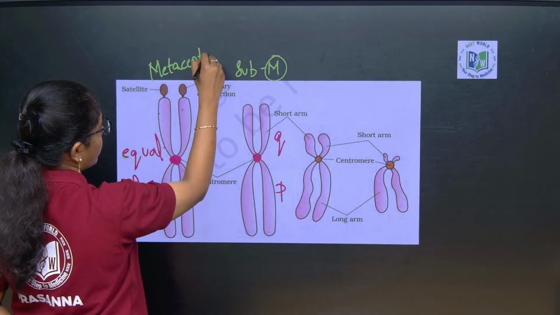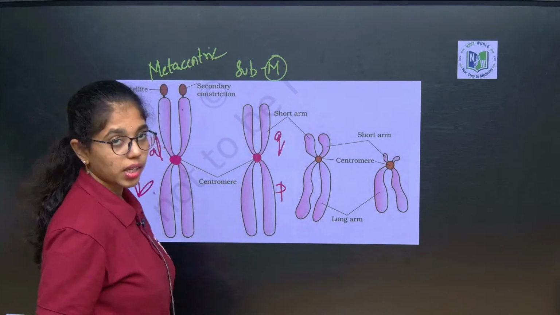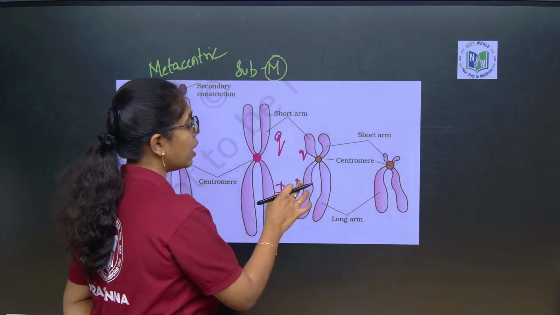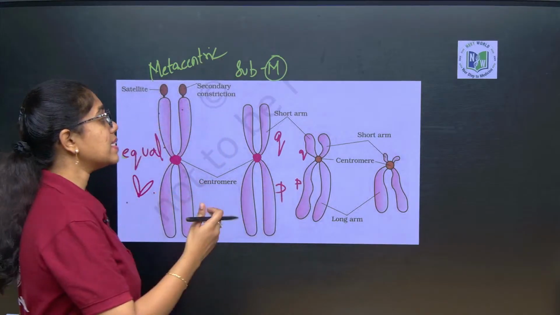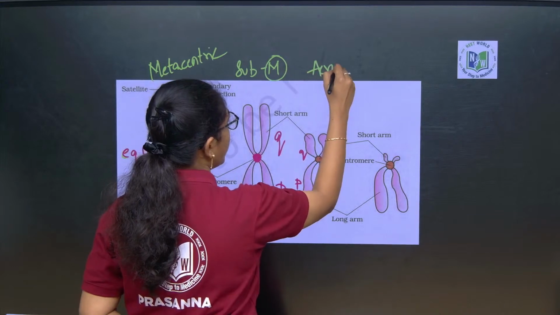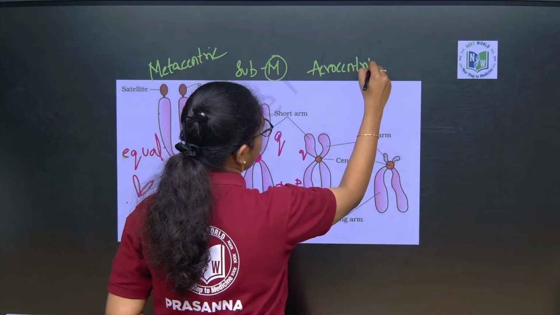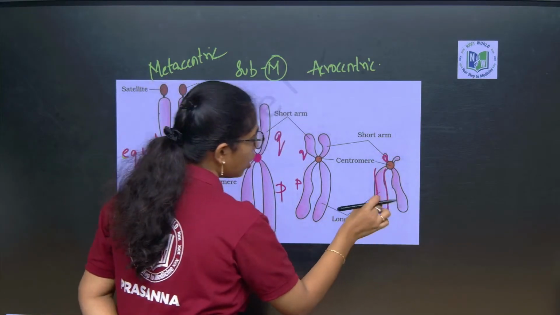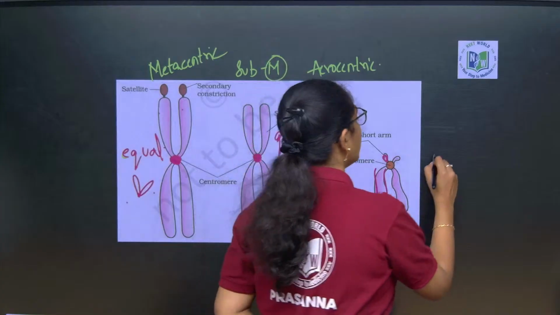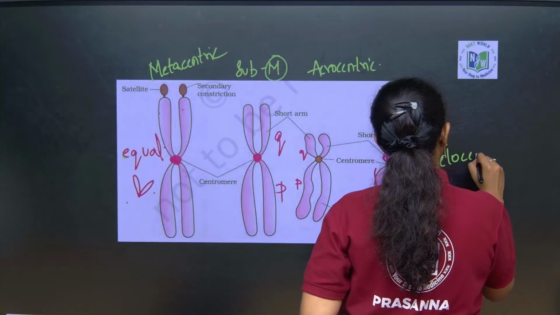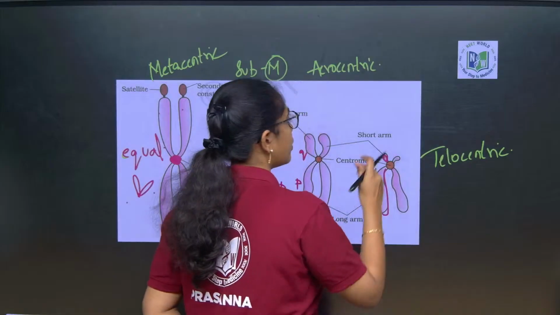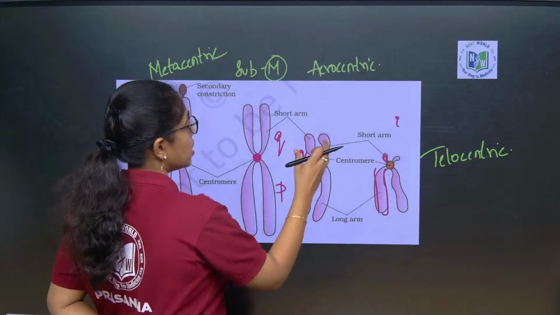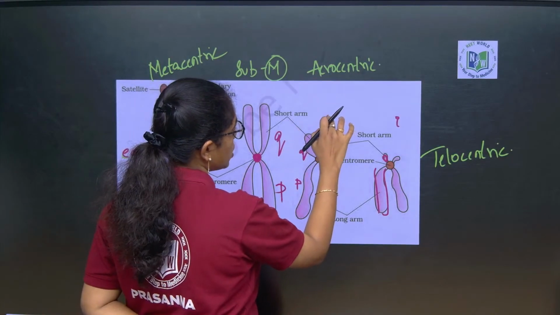This is metacentric. This is submetacentric. Here you can find an extremely short arm and an extremely long arm. This is acrocentric. And the last, with a very invisible short arm and a long arm, this is telocentric. A telocentric chromosome will form an I shape during the anaphase, and an acrocentric will form a J shape.